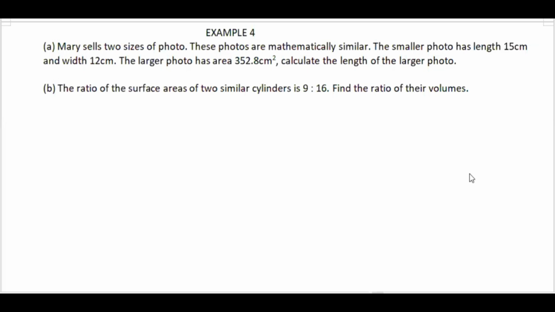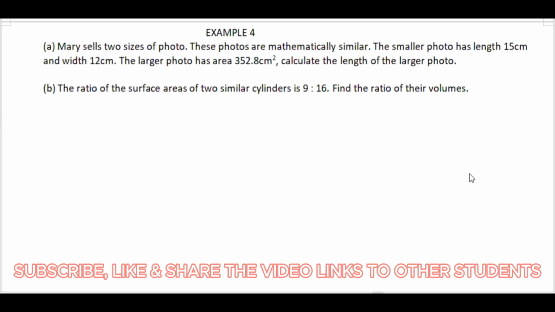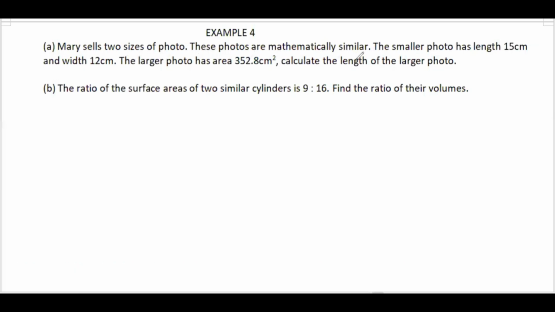We'll move on to example 4, still on similarity. Example 4 contains question A and question B. Let's take A first. In part A, we are told that Mary has 2 sizes of photo. These photos are mathematically similar.